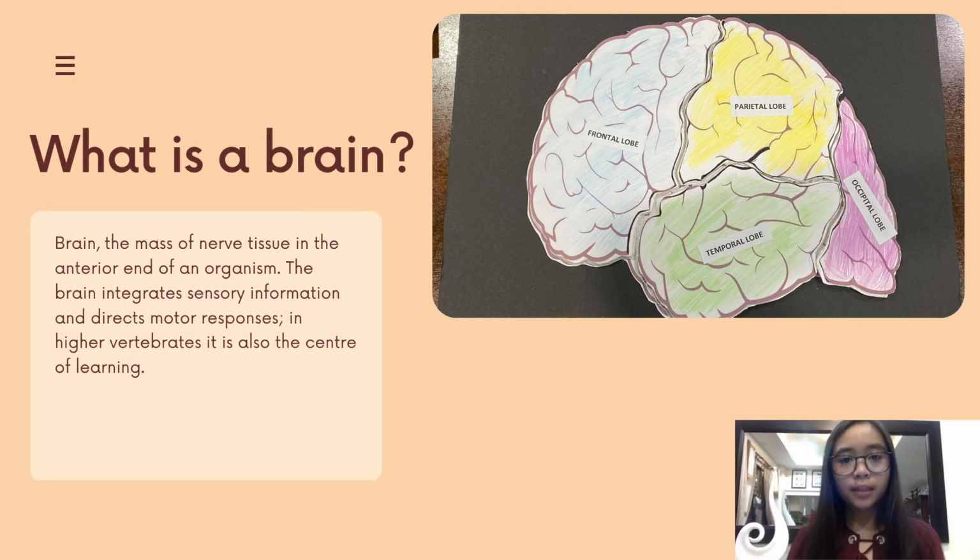What is the brain? The brain is a mass of nerve tissue in the interior end of an organism. The brain integrates sensory information and directs motor responses. In higher vertebrates, it is also known as the center of all learning.